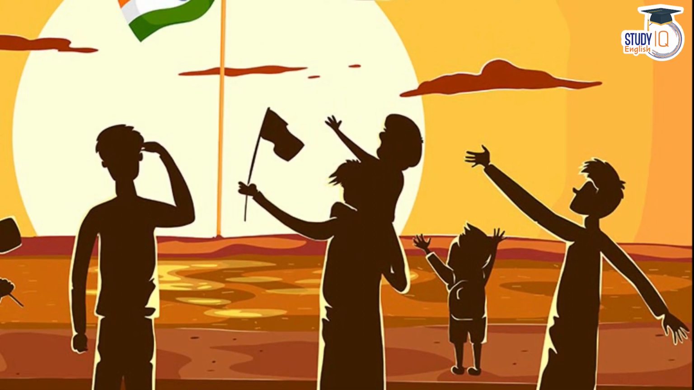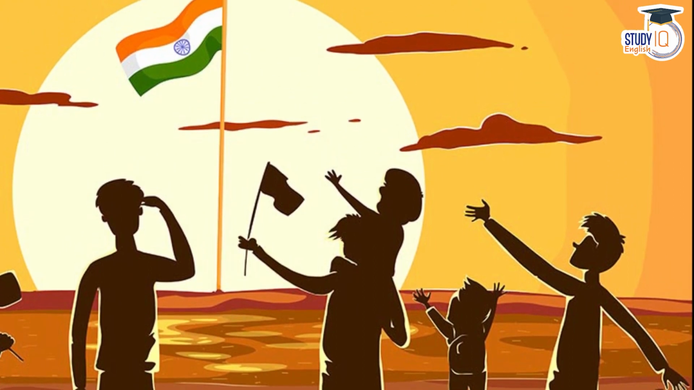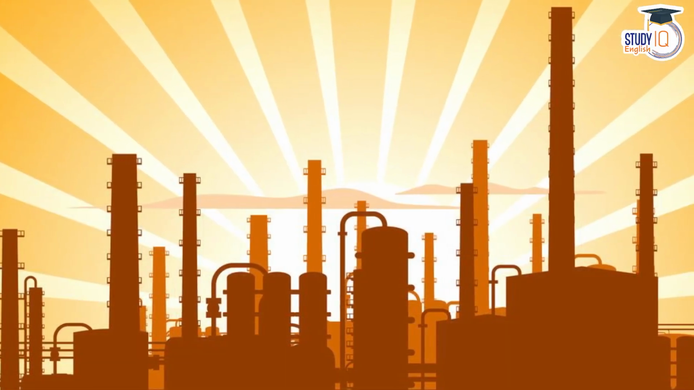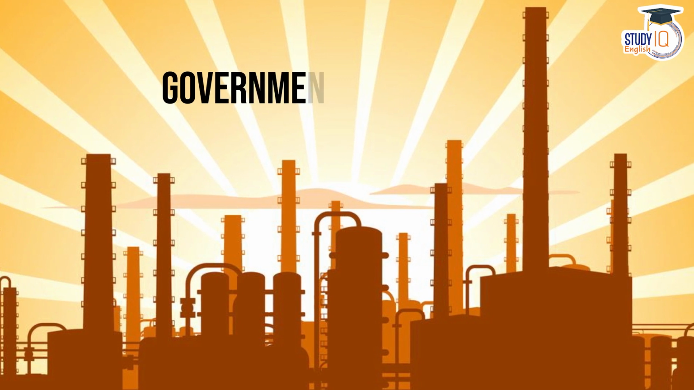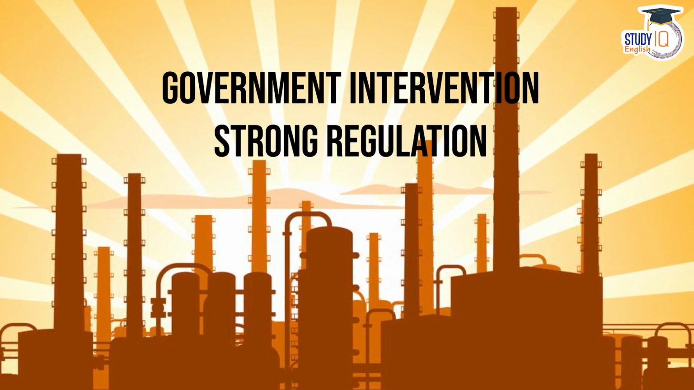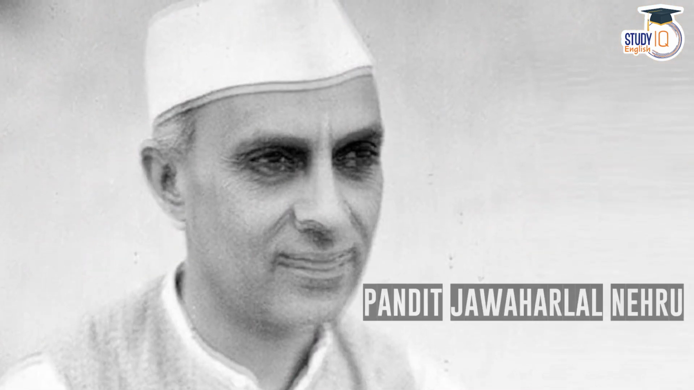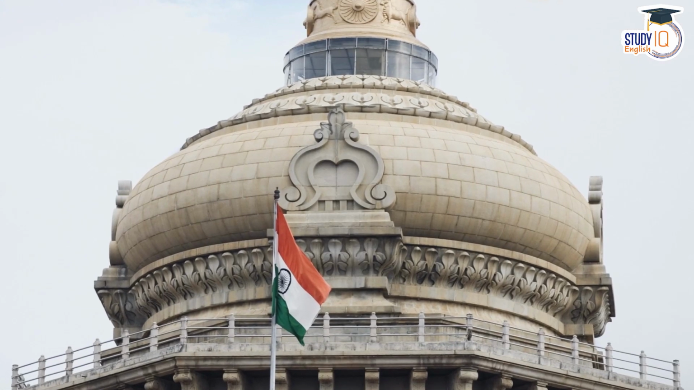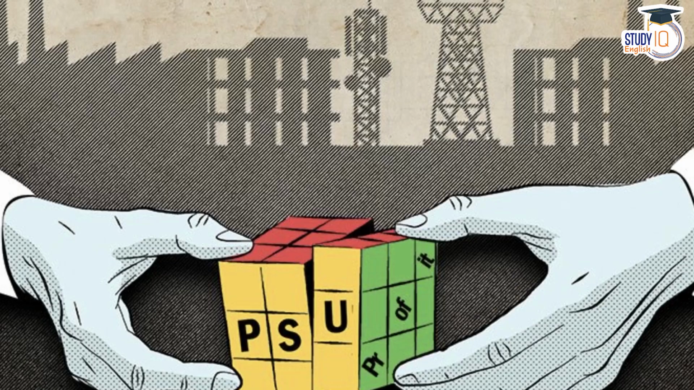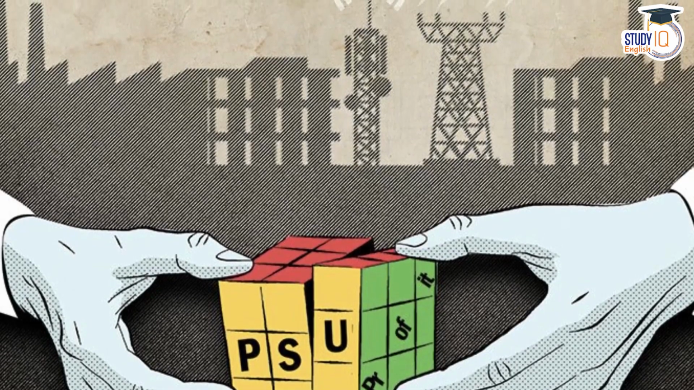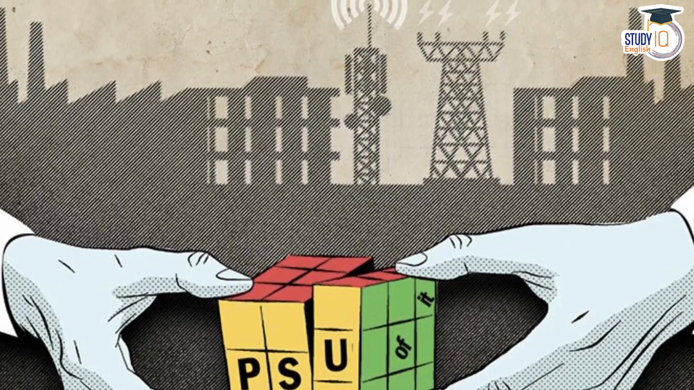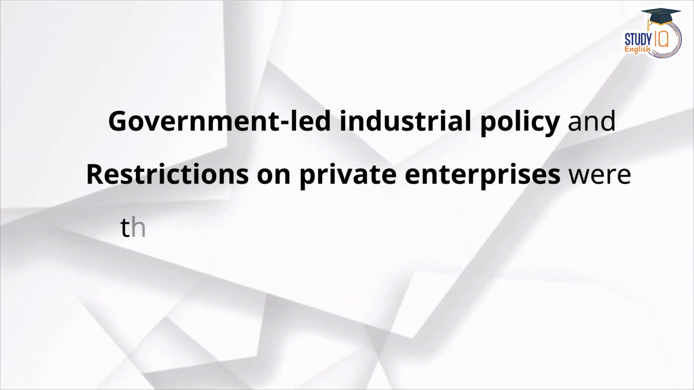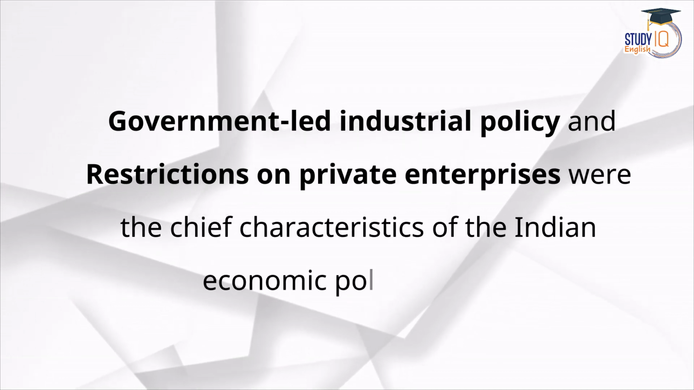India adopted industrialization as a model of development to improve its post-independence situation. India's leading industrialists emphasized the need for industrialization along with government intervention and regulation, which is why Pandit Jawaharlal Nehru promoted import substitution and industrialization, in which the Indian government was to play a dominant role. Besides, PSUs were also developed, through which the government was empowered to regulate industries. Till 1991, government-led industrial policy and restrictions on private enterprises were the dominant patterns of Indian economic development.